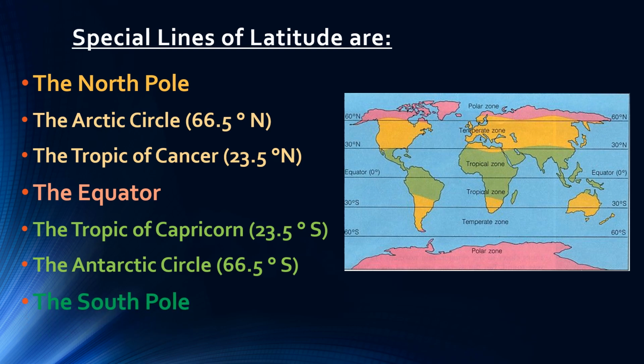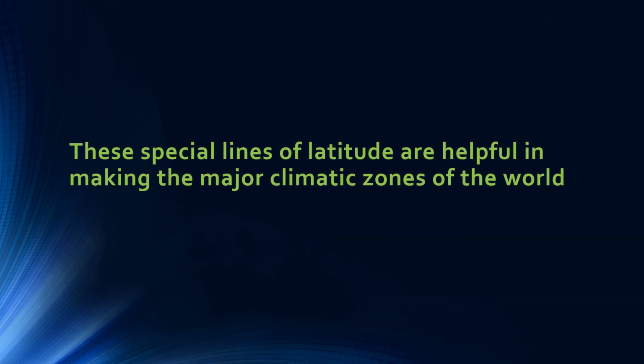Dear students, there is an interesting point, so be attentive. The point is that these special lines of latitude are helpful in making the major climatic zones of the world. These lines divide the world into many climatic zones. All climatic zones have their own characteristics and temperature ranges prevailing throughout the year or for a longer period of time.